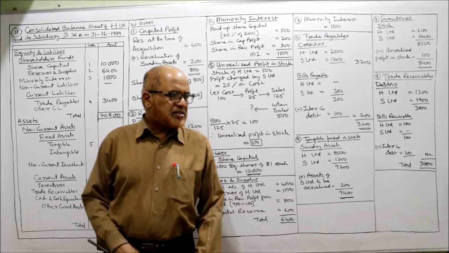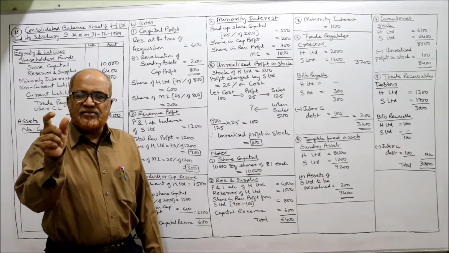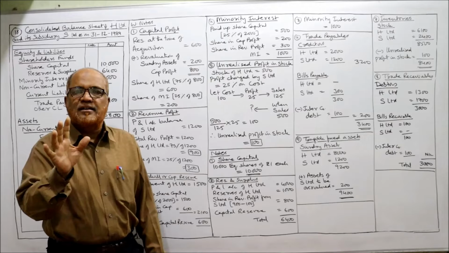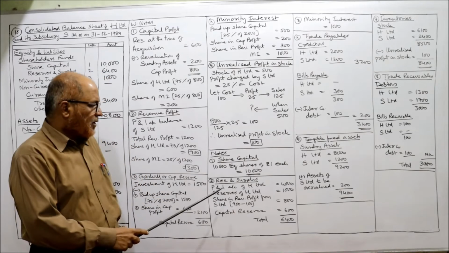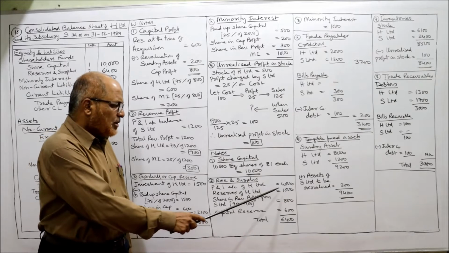Second one, reserves and surplus. Now see here how reserves and surplus are calculated. We'll take the reserves of H Limited, profit and loss account of H Limited as it is. Whatever is given in the problem, same. So P&L account of H Limited 4,000. Reserves of H Limited 1,000.